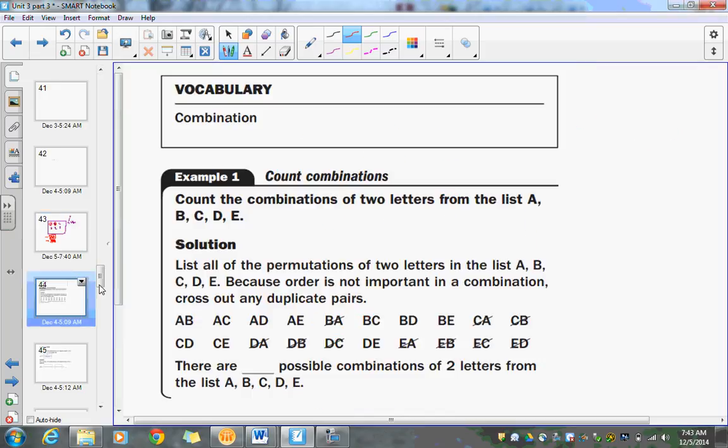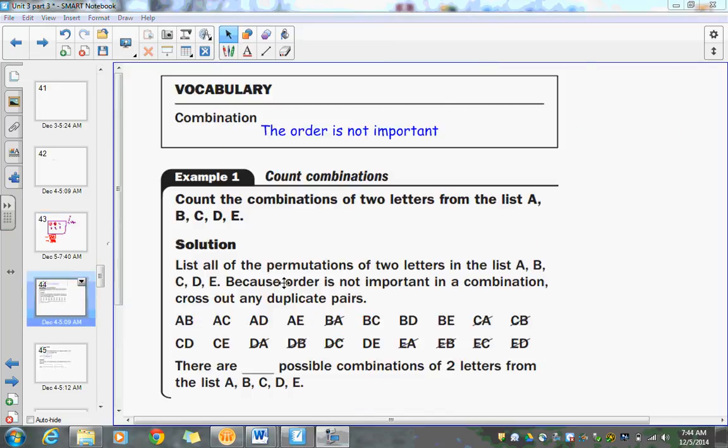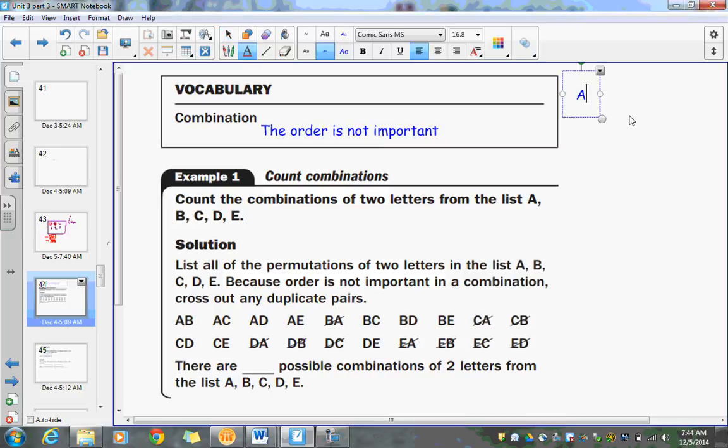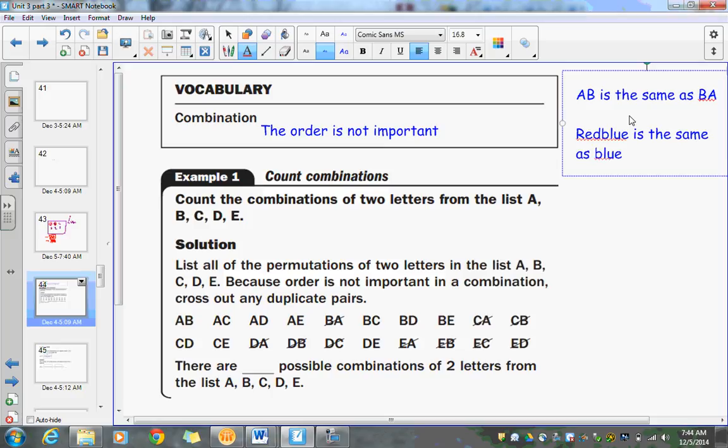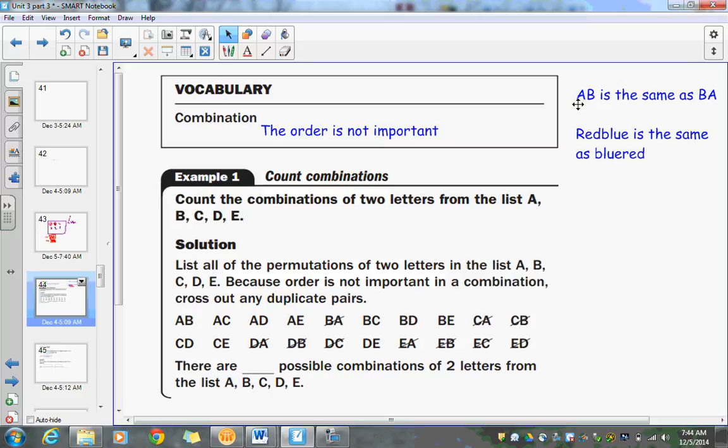So let's go into the definition here. For a combination, the order is not important. For example, AB is the same as BA, or red blue is the same as blue red. So it doesn't matter who was chosen first. Going back to this AB, it doesn't matter that A is chosen first and B is chosen second. AB has been chosen, so BA has been chosen.